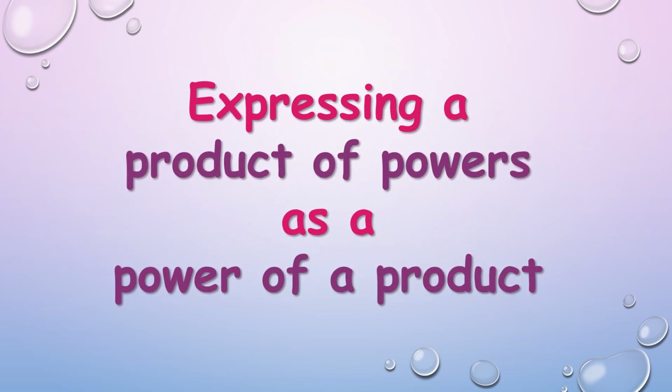Now, expressing a product of powers as a power of a product. Let's see the other way. Here is a product of powers. There are two powers. First one is m to the power 3 and the second one is n to the power 3. So it is a product of powers.